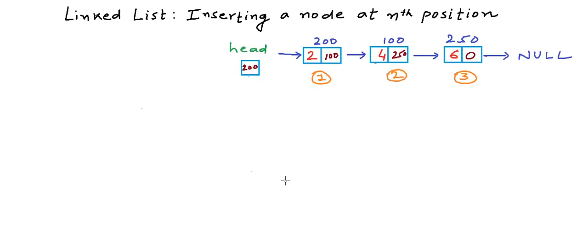The implementation logic for this function will be pretty straightforward. We will first create a node. Let's say in this example we want to insert a node with value 8 at the third position in the list. So I'll set the data here in the node. The data part is 8.